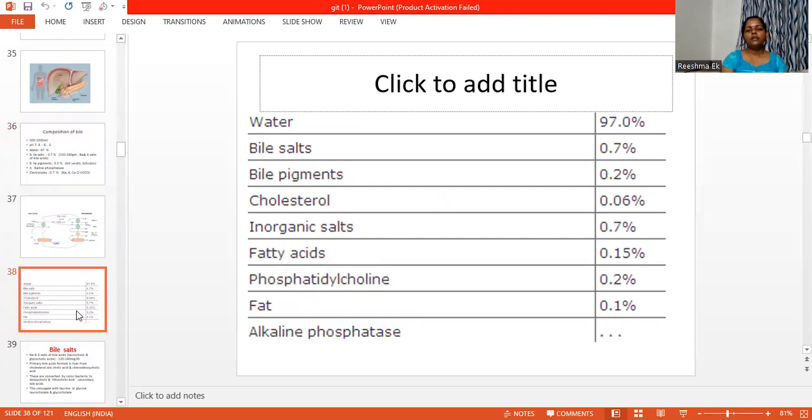The amount of water present in the bile is 97.97%. Then bile salts 0.7%, bile pigments 0.2%, cholesterol 0.06%, inorganic salts 0.7%, fatty acids 0.15%, phosphatidylcholine 0.2%, fat 0.1%.